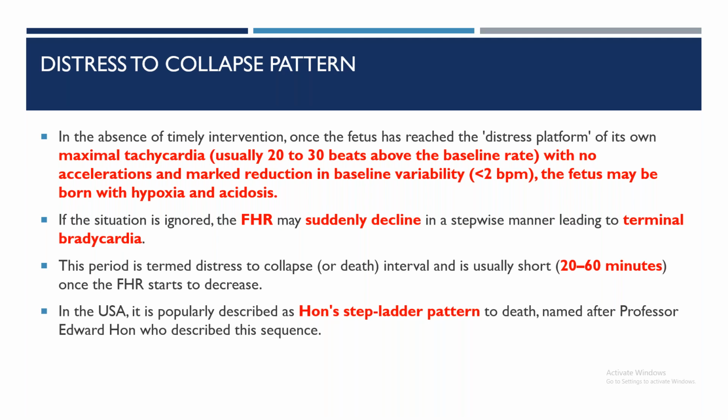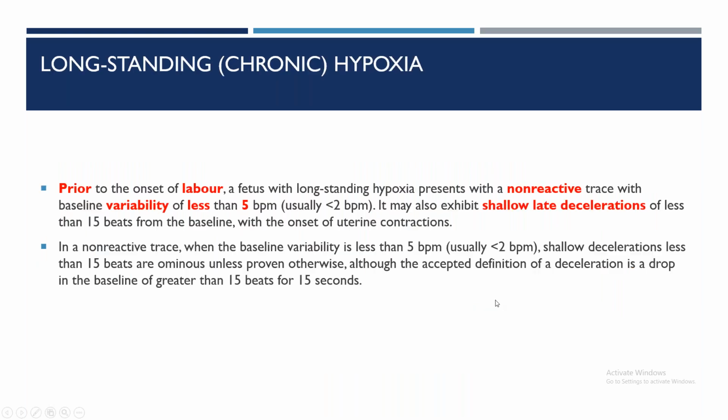So bradycardia develops, and it is called terminal bradycardia. The time taken from distress to collapse pattern is around 20 to 60 minutes. Okay, so it takes only 20 to 60 minutes from distress to collapse pattern, and it is called the Horn stepladder pattern.